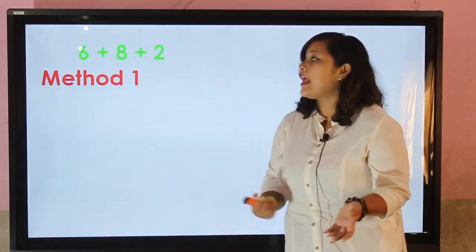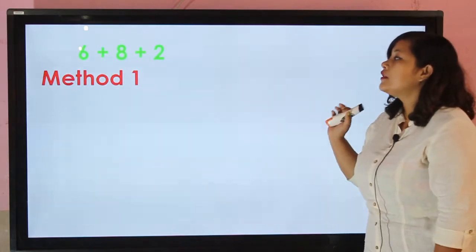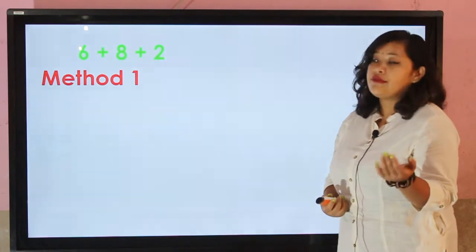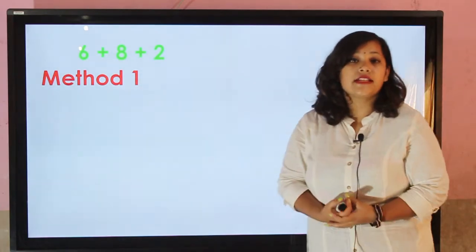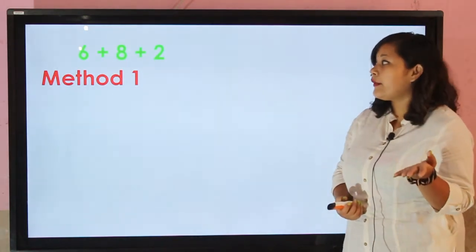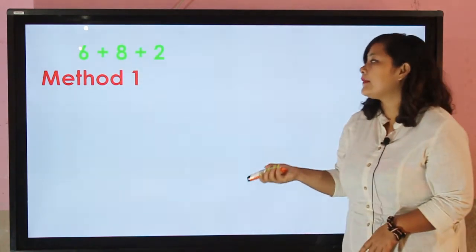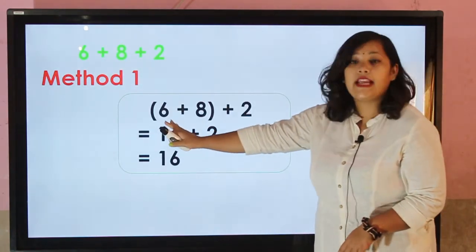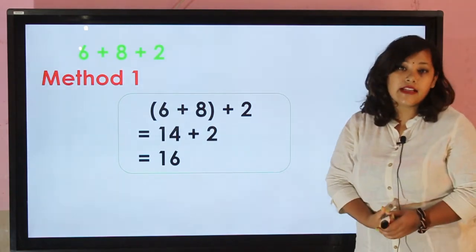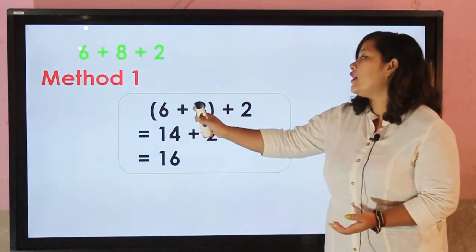Okay, again we have another question here, that is 6 plus 8 plus 2. Okay, now we are going to solve it by using method 1. So my dear students, in method 1, what we have to do first? Yes, we have to add first and second number first, isn't it? Okay, we have to add 6 plus 8 first. If we add 6 plus 8, then we will get 14. 14 is the sum of 6 plus 8.